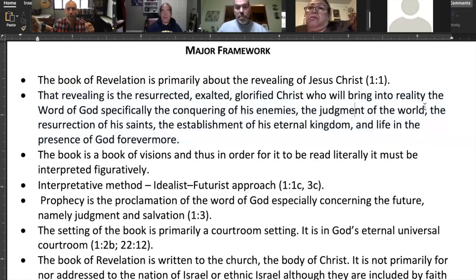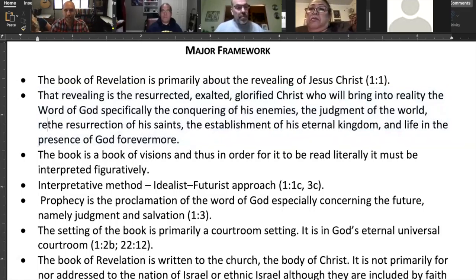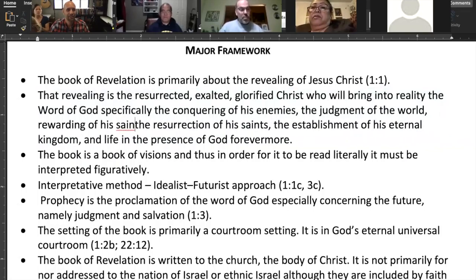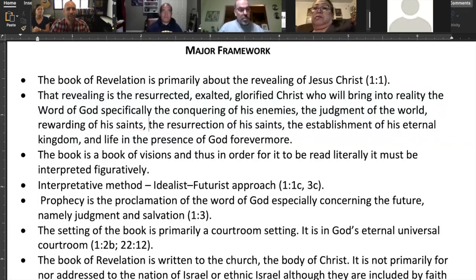Let's just add one here. Rewarding of his saints. I'll reword that. It should be judgment of the world, rewarding of the saints, the resurrection of the saints, the establishment of his eternal kingdom and life in the presence of God forevermore. This is the revealing of Jesus Christ.